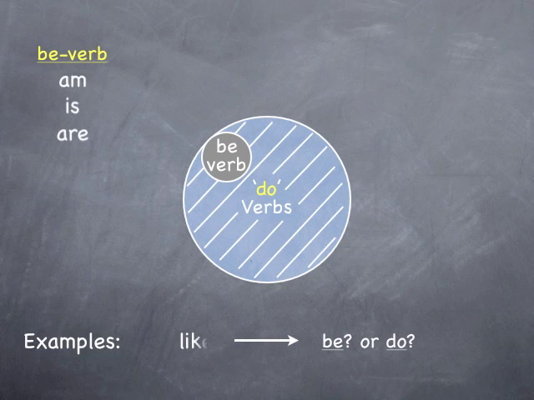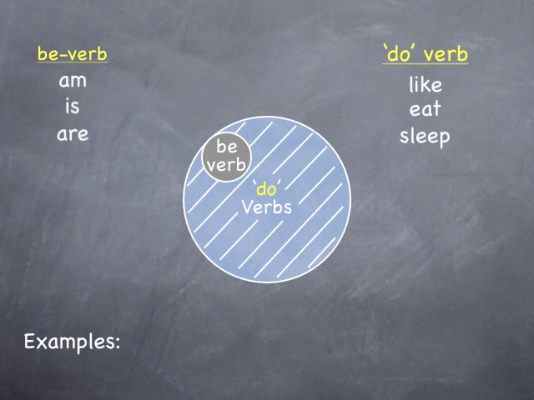Now, how about like? Is it a be verb? No, it isn't. We know that the be verb is only am, is, or are. So based on our definition, a do verb is not a be verb. We know it's a do verb. How about eat? Good. It's not the be verb, so it must be a do verb based on our definition. How about sleep? Good. It's also not a be verb, so it must be a do verb. Again, based on our definition.